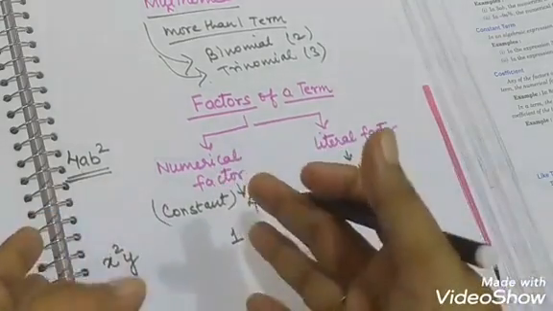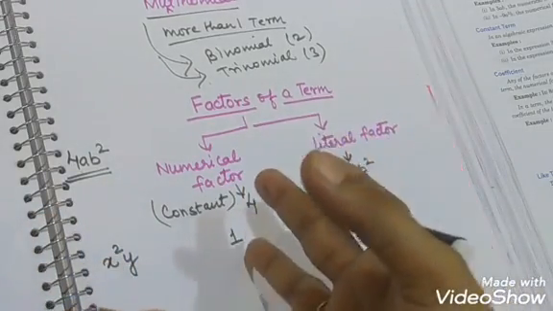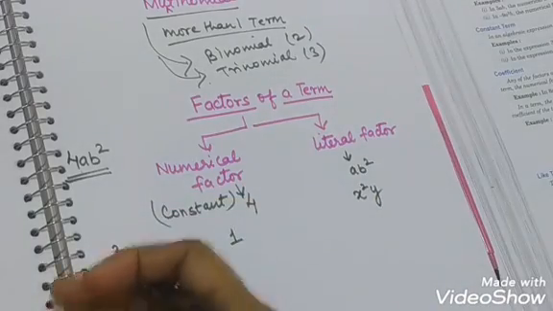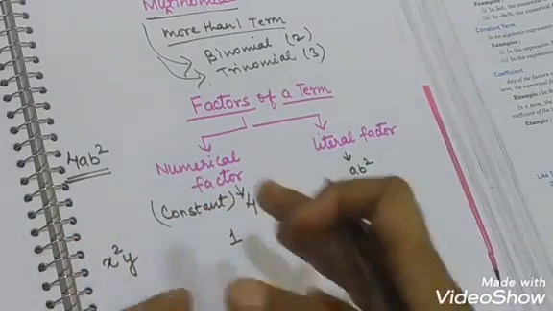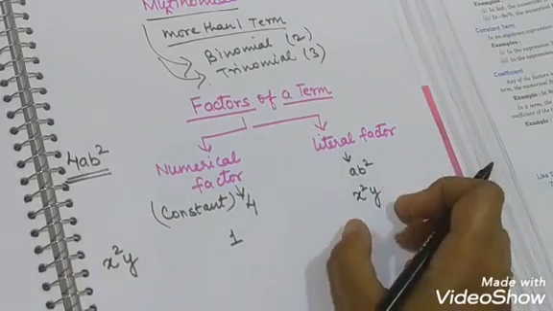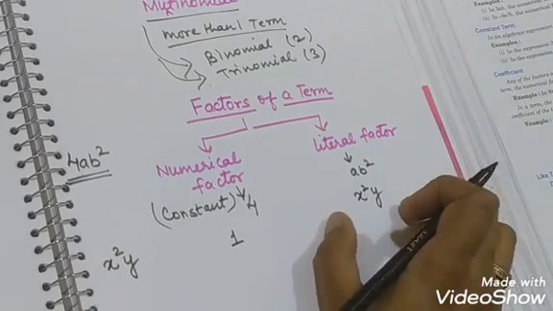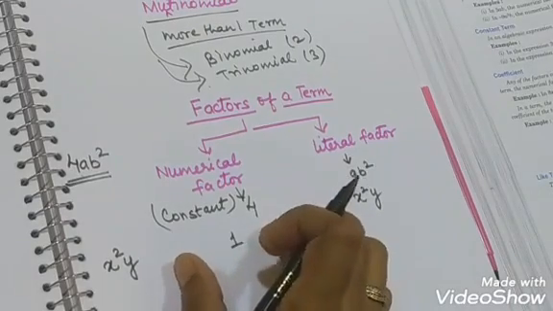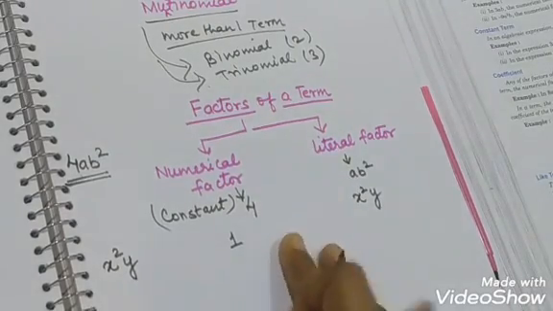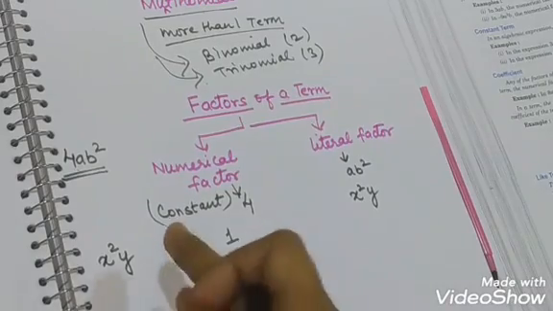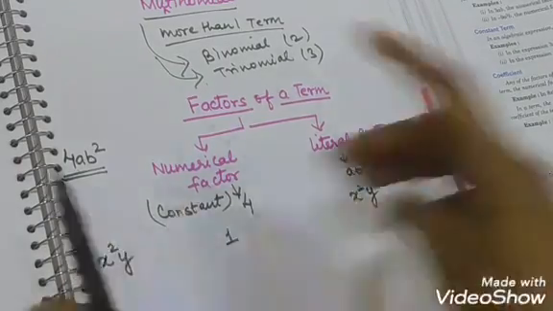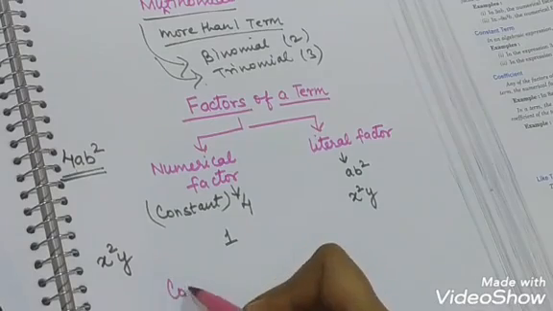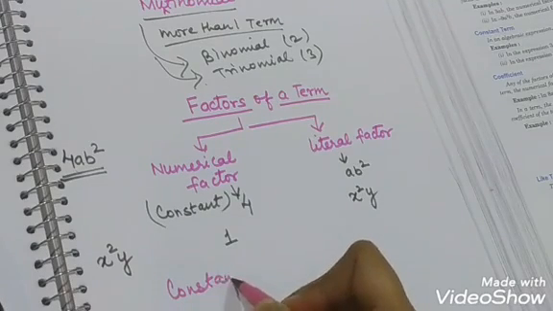So in the exercise, some questions will be given to you and they will ask you to write the numerical factor and literal factor. So in literal factor you will write the literals, variables or alphabets. In numerical factor you will write numbers or constants. Okay, so what is a constant term? Next we are having a constant term.